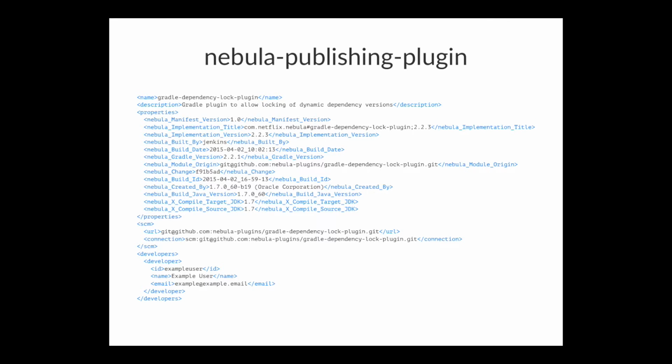It's kind of small, but that's some of the information that we add to our Maven files. Things like what JDK it was built on, what hash it was built with, whether it was Jenkins or Travis, things like that.